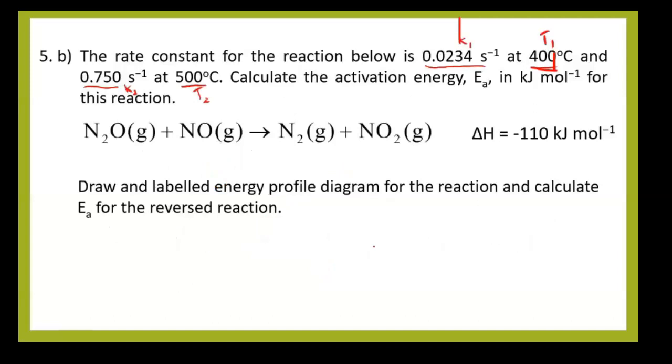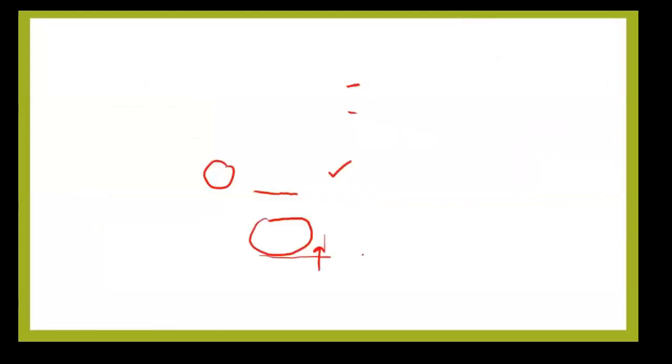Okay, and then in this question, they also ask you to draw a labelled energy profile diagram for the forward direction. We can see that the value of delta H given here is negative, so it represents an exothermic reaction. Everyone knows that negative delta H represents an exothermic reaction. So you just draw the energy profile diagram for the forward direction, and then from the energy profile diagram, you need to calculate the Ea for the reverse reaction.